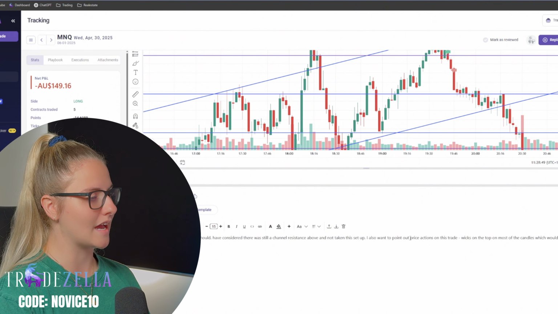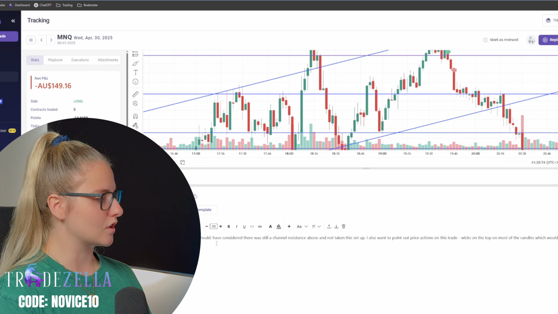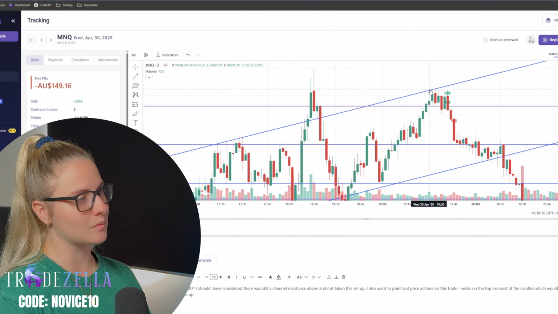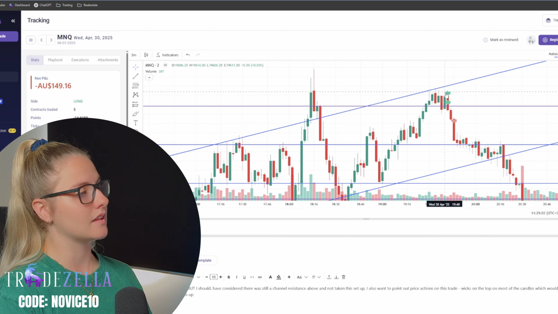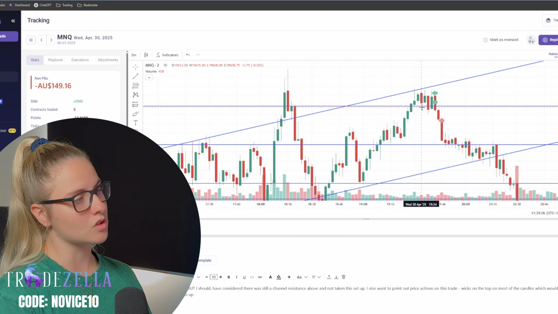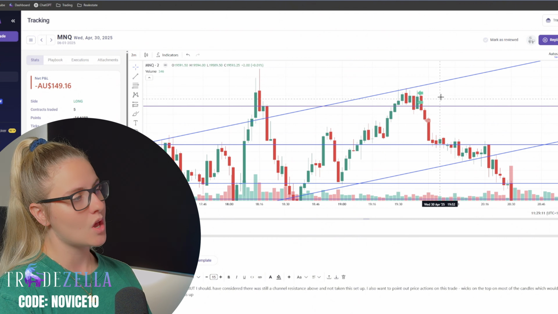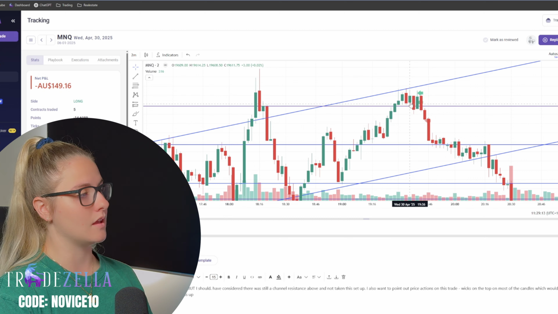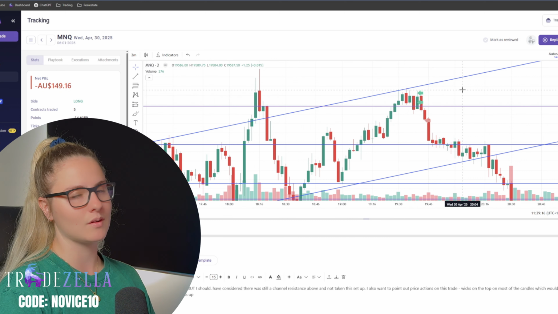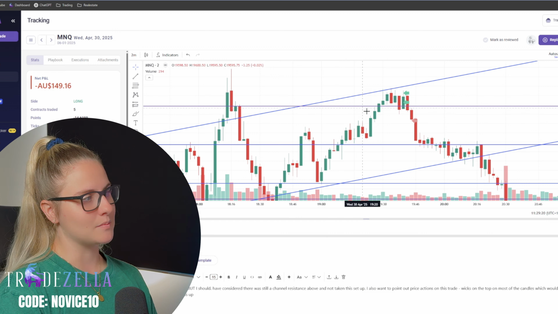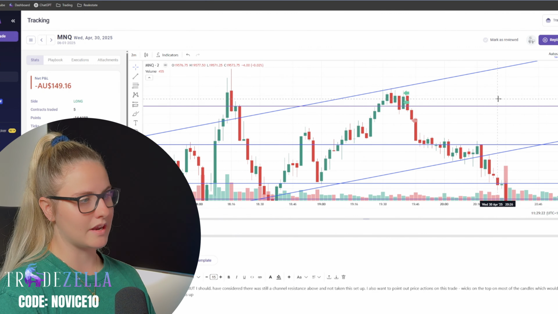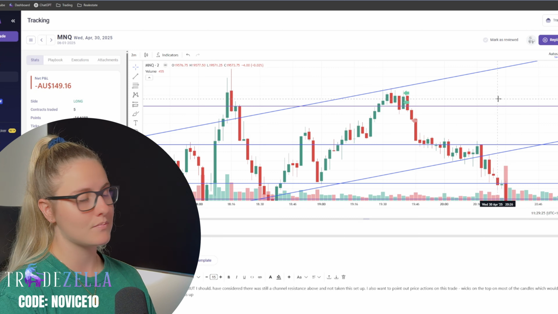I also want to point out price action on this trade. Wicks on the top on most candles, which would also indicate this trade as a pass up. So there were so many wicks on the top, right? Compared to the bottom, the wicks were pretty predominant. Like we had a nice rejection here. If anything, the bodies of the bearish candles on this were actually a lot larger than the green candles. So something that I want to point out, right? Because that would have indicated to me that this setup would have failed. This should have just been simply a trade that I passed up, but I didn't.